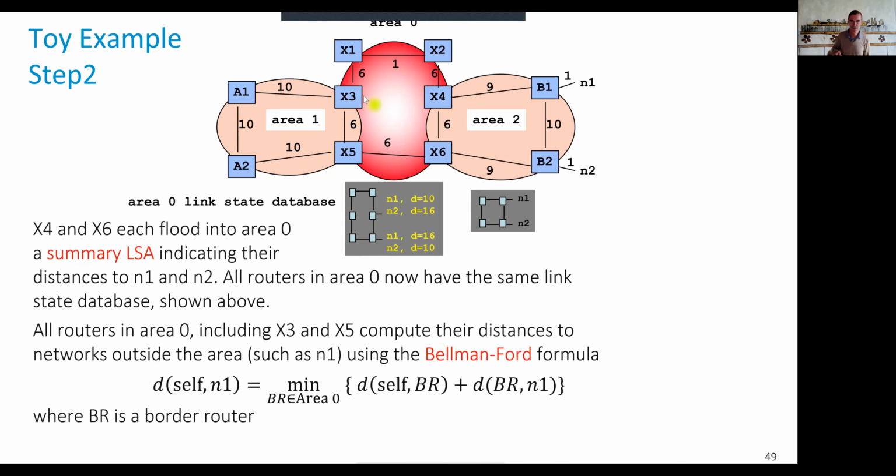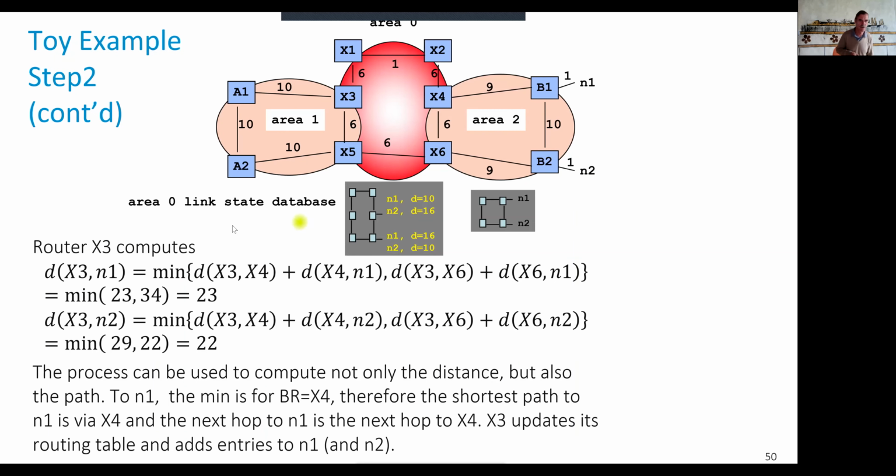Now, X3 sees that N1 is attached to 2 routers, X4 and X6, so it will compute the cost of going, the distance and the shortest path, if I choose X4 or if I choose X6. So I will take all border area routers that are connected to N1 and N2, and I will compute the shortest here. So this is what X3 will do.